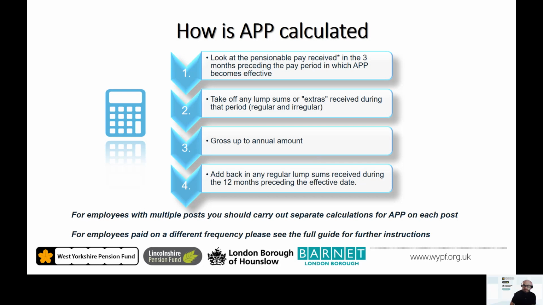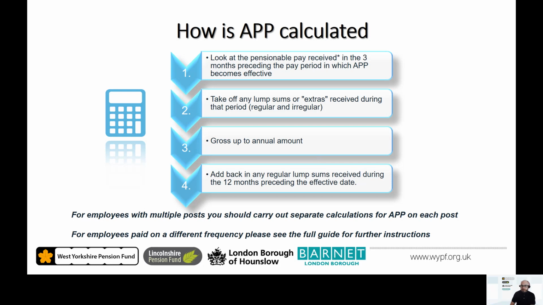We'd then need to take the average pensionable pay of those 3 months, so we do this by adding the months together and dividing by 3. We would only need to do this if there was a difference in the monthly amount from one month to the next. Step 2, we would take off any lump sums received during that period, so that's regular and irregular lump sums, essentially determining the basic pay and deducting any additional payments such as overtime, weekends, etc. Step 3, we would gross up to an annual amount, so effectively multiplying the average of the 3 months by 12.